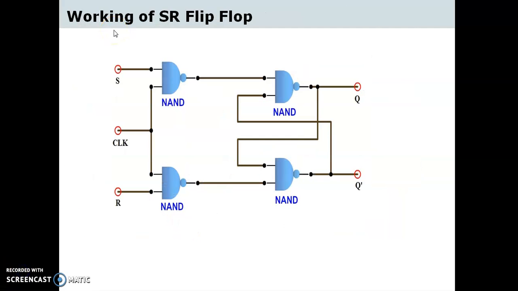Now let us understand the working of SR flip-flop in detail. In this diagram, there are 4 NAND gates. You may also design the SR flip-flop using NOR gates. In this diagram, the S and R are the two inputs, whereas Q and Q bar are the two complementary outputs. Along with that, the clock is a trigger signal.